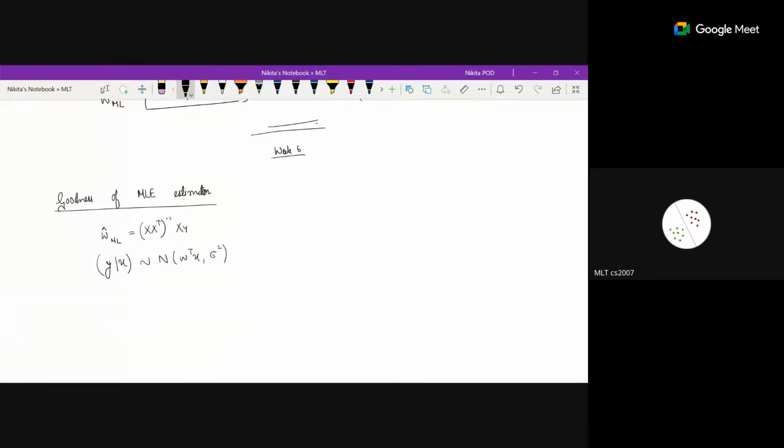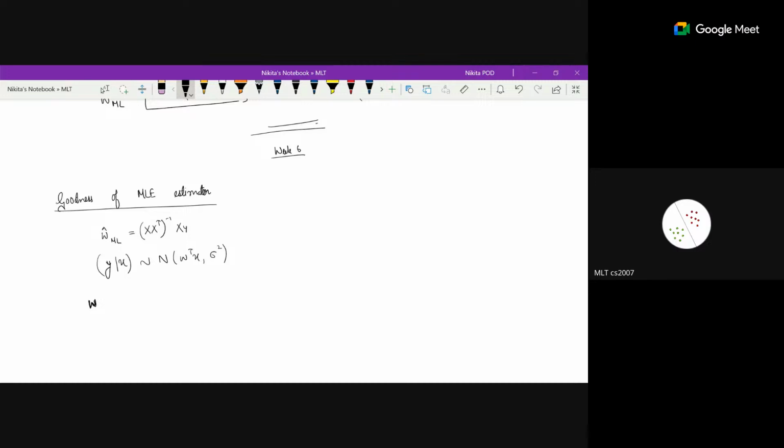So here W hat ML was an estimator of W, and W is something which was not known to us, because W is what we wanted to estimate. It was unknown, but some fixed quantity. And that's how, when we estimated it, we found this W hat ML.